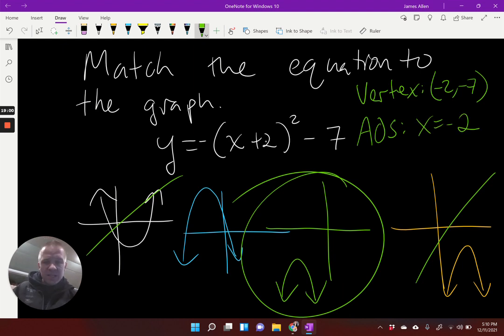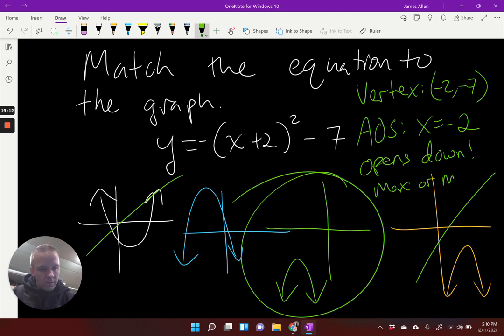Which way does this open? Opens down. How about this? Does it have a max or a min? This one has a max, okay? All good questions to ask about quadratics given various equations, different forms, things like that.